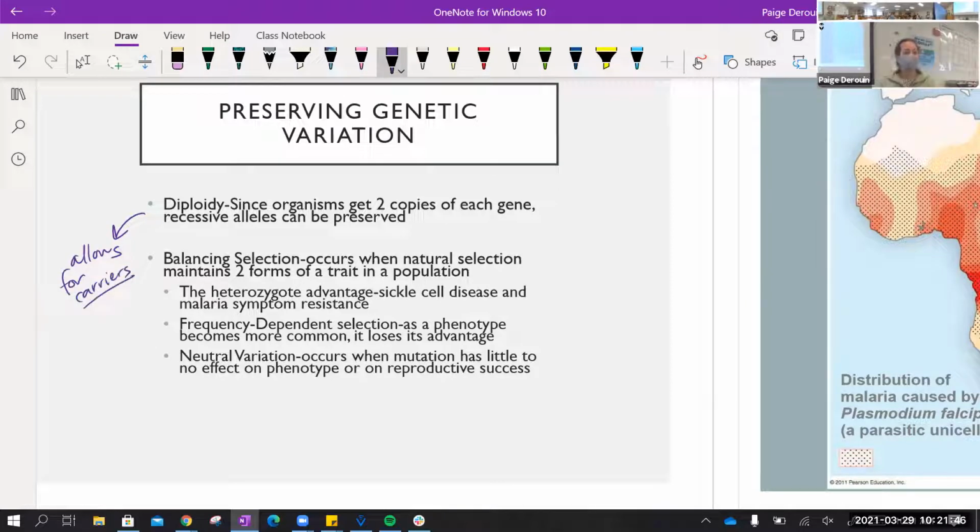Like with cystic fibrosis, Tay-Sachs, and sickle cell anemia, most of the genetic disorders that we talk about are recessive. And most of them are like this, where people who actually have those disorders a lot of the time aren't living to reproductive age, especially with Tay-Sachs. But because people are carriers, the disease continues.